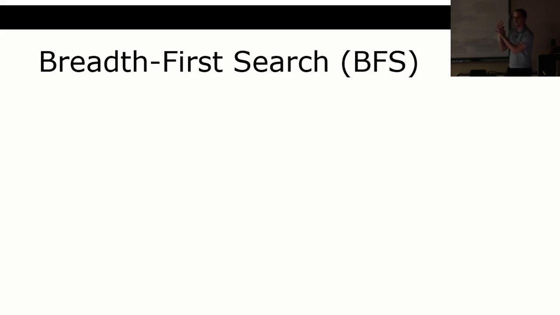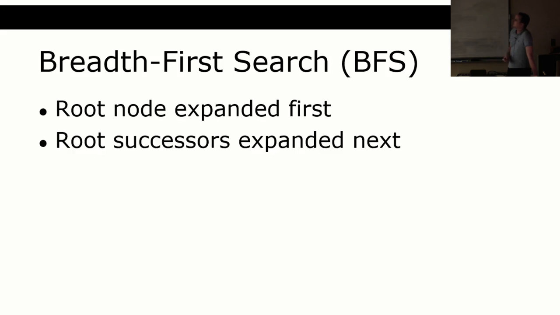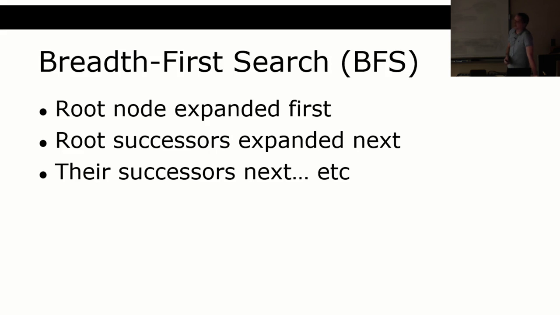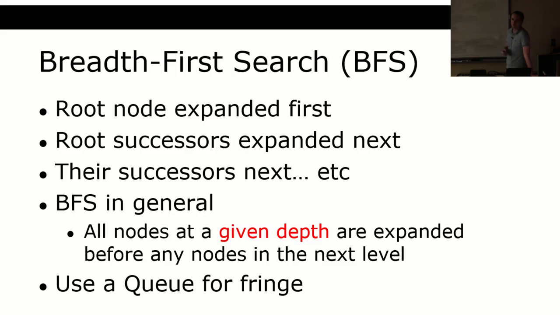So the very first search strategy that you've all seen is called breadth-first search. In breadth-first search, here's the English description of that. We expand the root node first. Then the root successors are expanded next, and then they're expanded, et cetera. The example that we did happened to be breadth-first search. In general, if you want to visualize it in your head, all of the nodes at a given depth are expanded before any nodes in the next level. And to do this, we can just use a queue for the fringe.